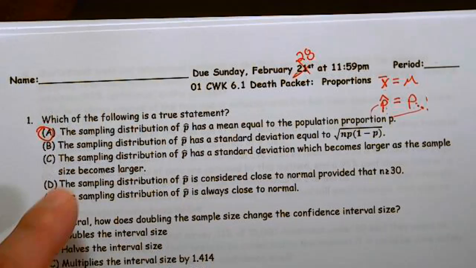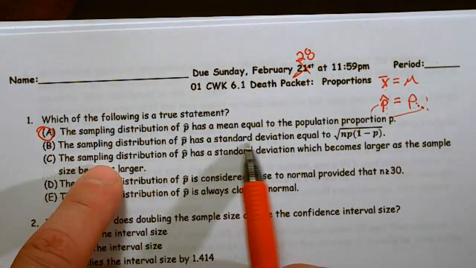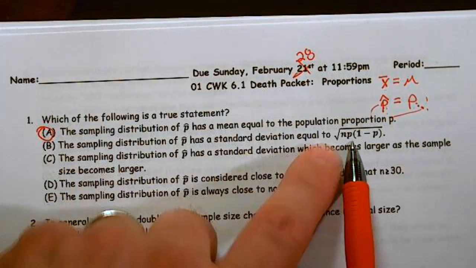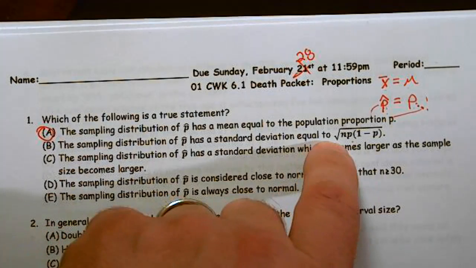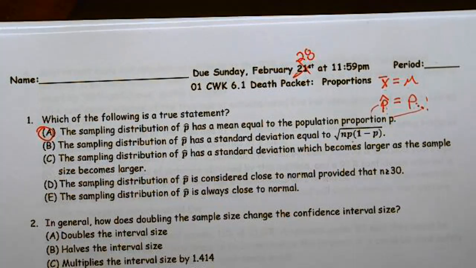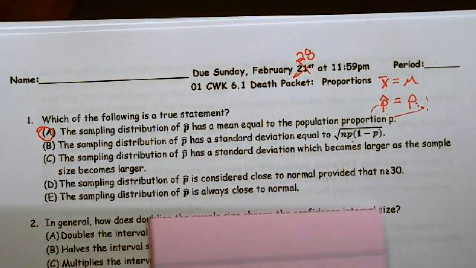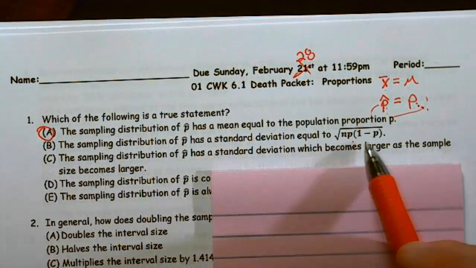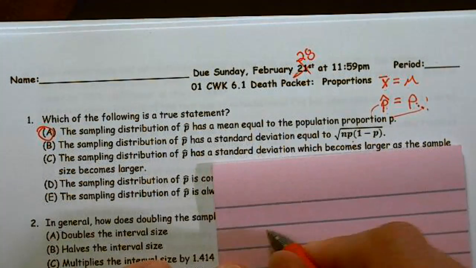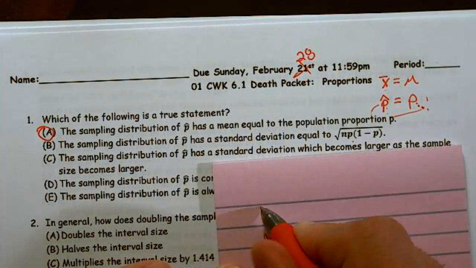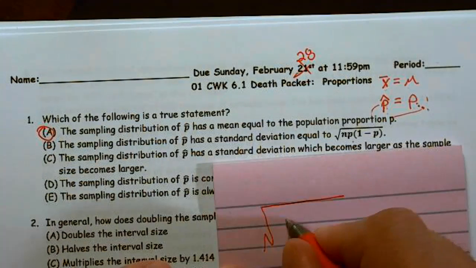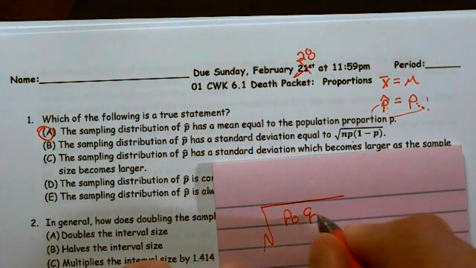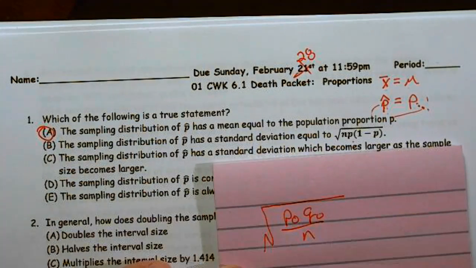Well, you know what? Let's look at this. The sampling distribution of p hat has a standard deviation equal to this, npq, and the answer is no. That's not what the standard deviation is. That's the standard deviation of the binomial. But the standard deviation for p hat is this, p naught q naught over n.